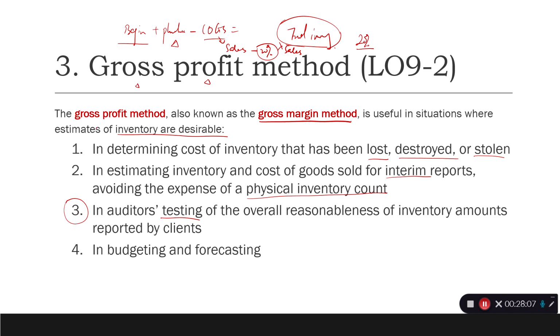Another situation is when there's a fire or a flood that destroys the whole inventory, and no one has been using a perpetual system, and hence you don't know how much inventory was left in the warehouse before the fire. You can use this method to figure it out, such as this example.